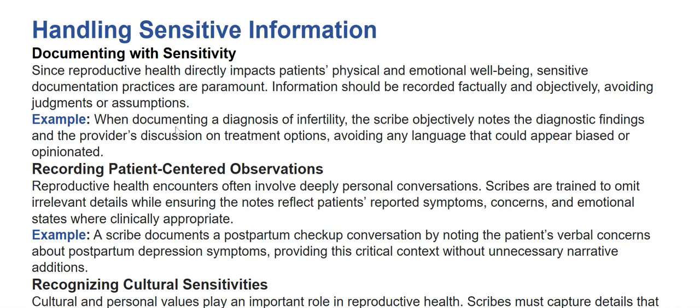For example, when documenting a diagnosis of infertility, the scribe objectively notes the diagnostic findings and the provider's discussion on treatment options, avoiding any language that could appear biased or opinionated. Recording patient-centered observations: reproductive health encounters often involve deeply personal conversations.